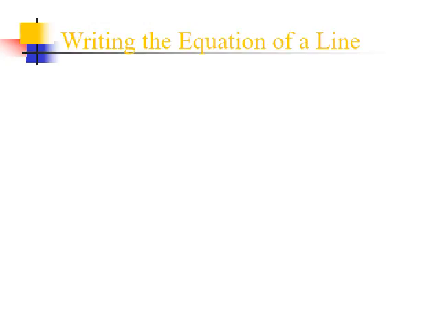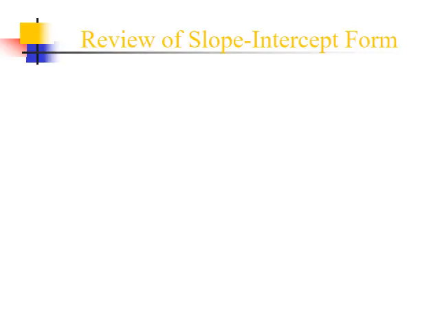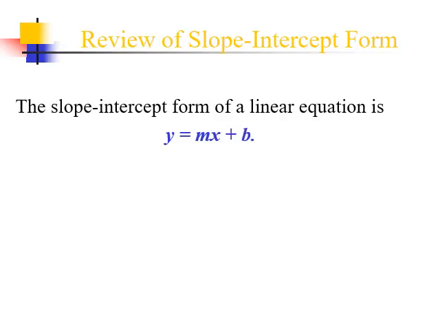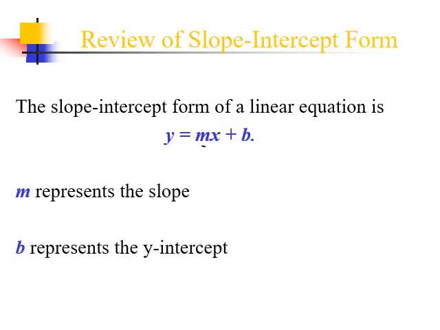In this video, we are going to write some equations of lines given different pieces of information. To start off, let's remember y equals mx plus b. That's the equation of a line. M is our slope, and b is our y-intercept.